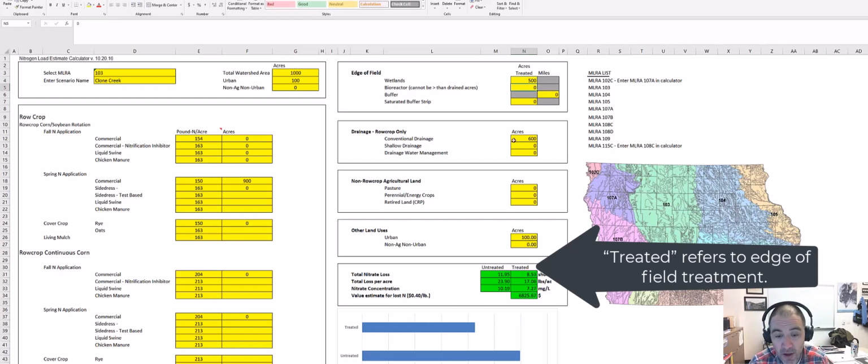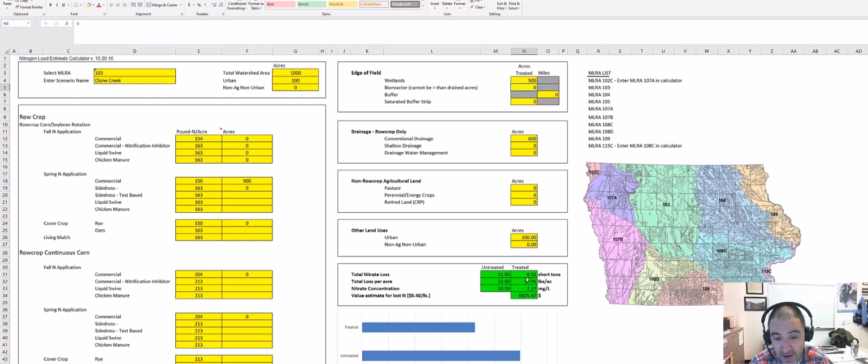So for example, if we said about half of our area, or about 500 acres, are treated by a wetland, you can see our nitrate loss goes from about 23.9 down to 17, or the concentration 10.19 to 7.3. Likewise, if we're going to treat, we'll say 300 acres with a bioreactor, then our nitrate loss also goes down. You can see here 23.9 versus 20.56.